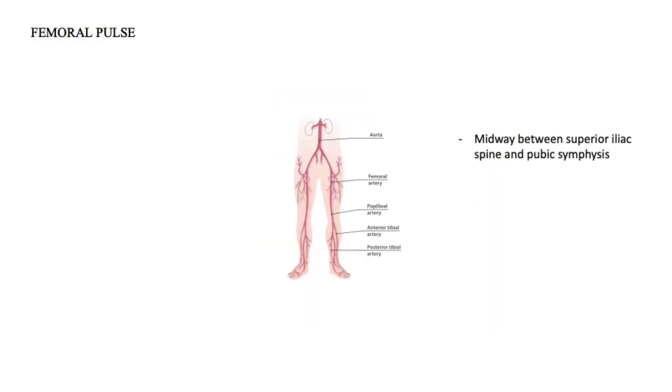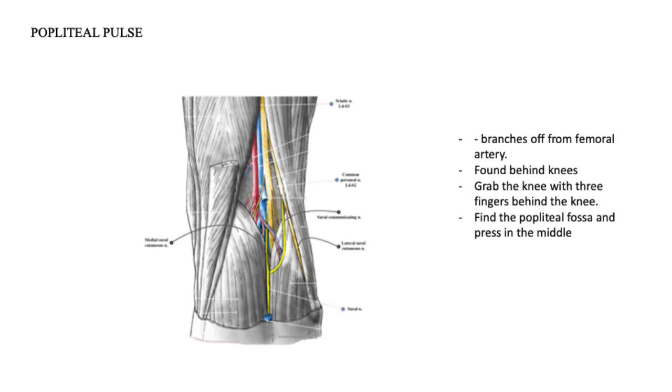Now move to the lower body pulses. The femoral pulse is located midway between the anterior superior iliac spine and the pubic symphysis. The popliteal pulse is found deep in the popliteal fossa behind the knee. Position both hands, press firmly, and feel carefully.